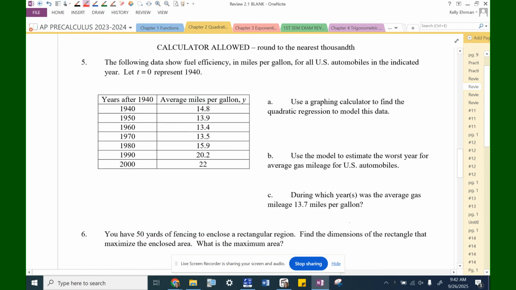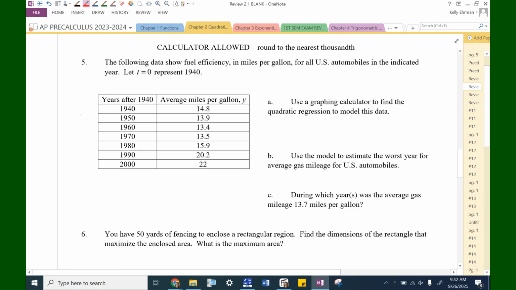All right, this is the calculator portion of our 2.1 quadratics review. Remember, for every calculator problem, we will round to the nearest thousandth, which is 3 decimal places, except when we're writing the regression equation, we want all the decimals in there.